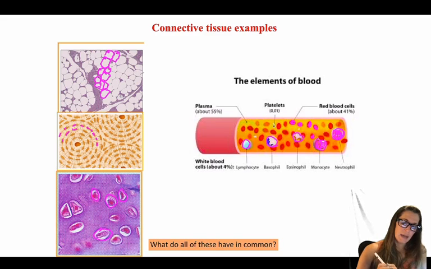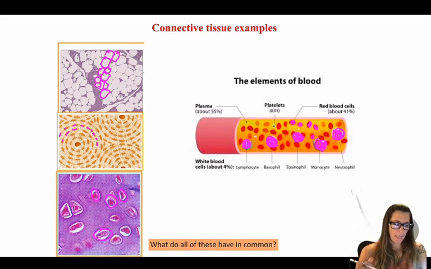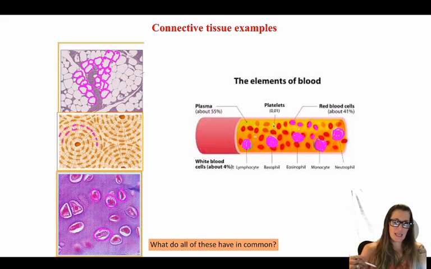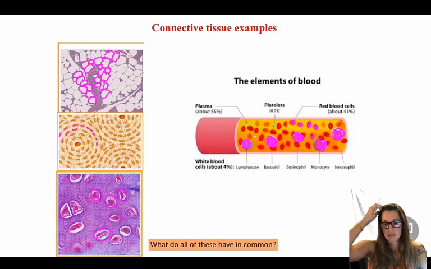So looking at each of these examples of connective tissue that I've shown you, what is something that all of them have in common? I kind of tried to give you a hint here, showing you the cells. It's something about the way their cells are structured relative to other stuff. Take a second, think about that, look at that. What do all of these cells have in common?